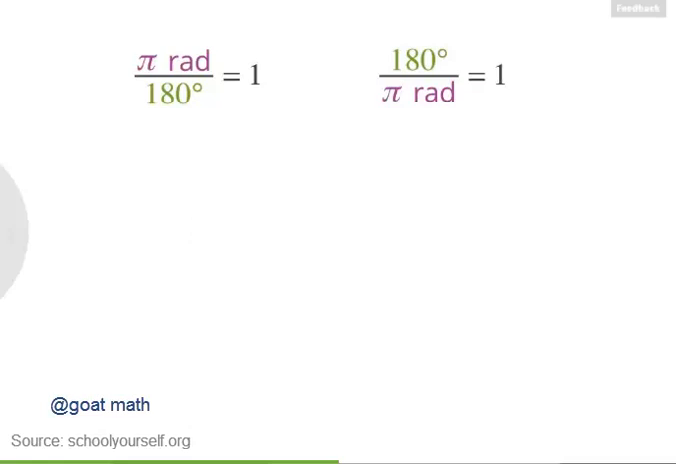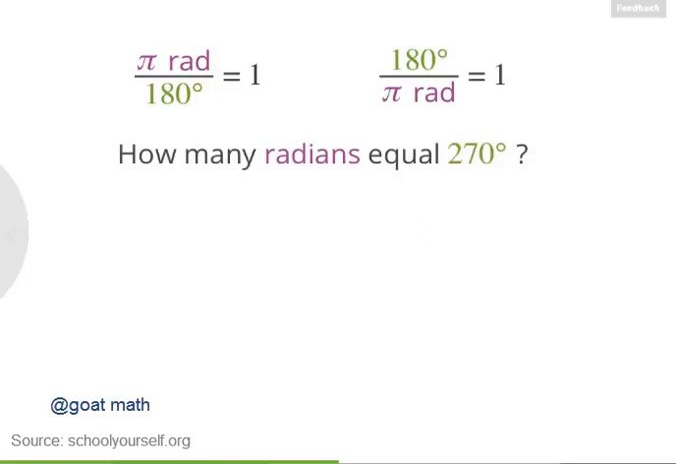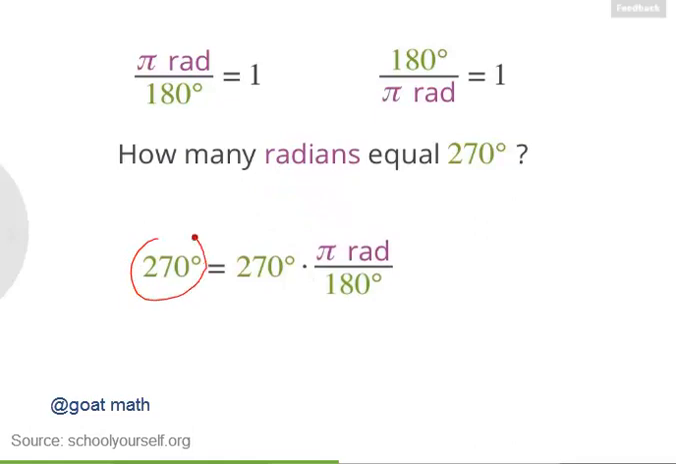Let's see an example. Suppose we want to know how many radians are equal to 270 degrees. Well, 270 degrees is certainly equal to 270 degrees times 1. And 1 happens to equal this fraction up here, which has degrees in its denominator. So let's replace the 1 with this fraction. 270 degrees equals 270 degrees times pi radians over 180 degrees.